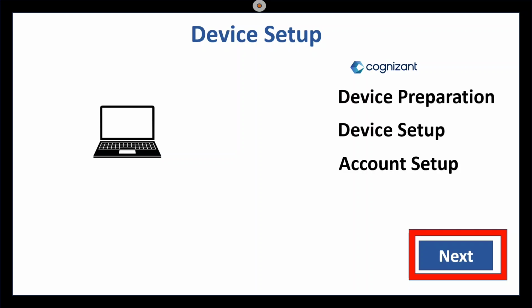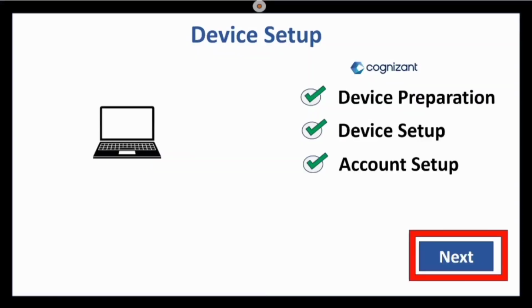After the Cognizant credentials get verified, you'll be redirected to the device setup page where there are three steps: device preparation, device setup, and account setup. These things will be done automatically, guys. There is nothing you need to do. After these three steps get done, please click on the next button.